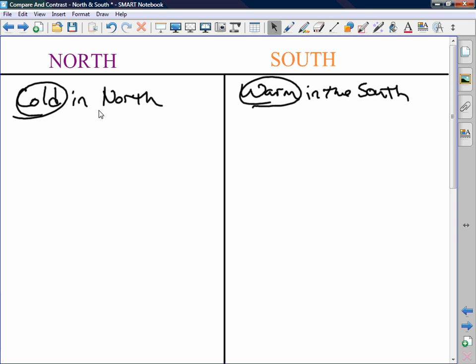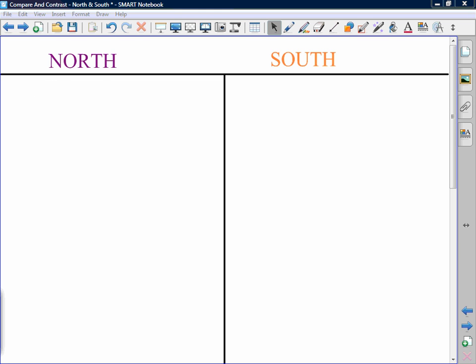If you write something on one side, you have to relate it on the other side. You can't just say one thing about the North and not have anything comparing it to the South. Okay? I'm going to give you about 5 to 10 minutes to work on that right now. Move your desks together and see what you can come up with. Okay, let's come together. Let's take a look and see what we have.